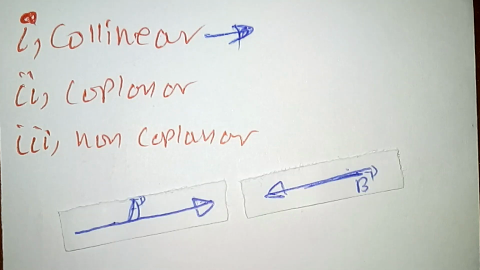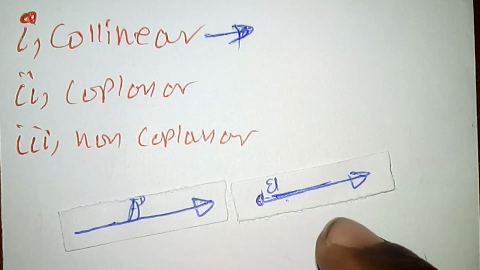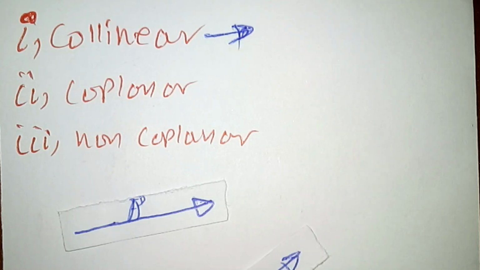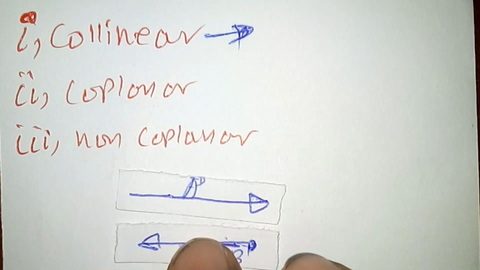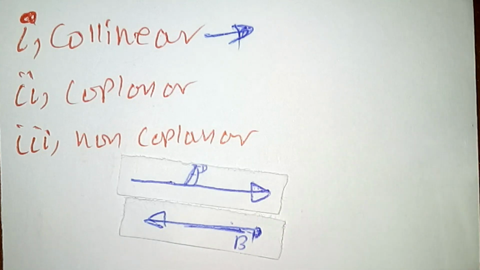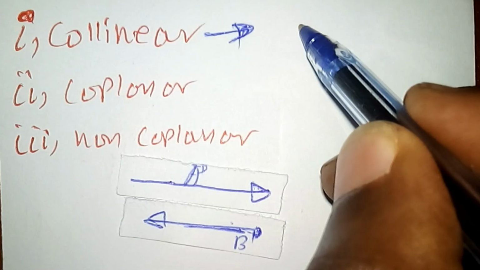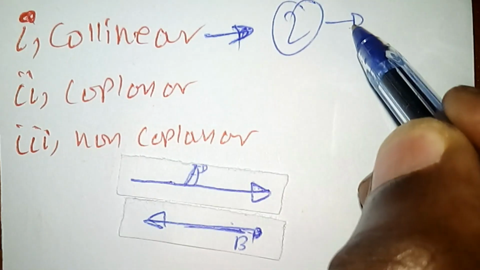So assume we have two vectors A and B. If A and B are collinear, they are either opposite or parallel. To get the null vector, A and B must be equal and opposite of each other. That means A plus B can give us 0 if they are equal and opposite. So the minimum number of vectors required for collinear vectors is 2 and above.